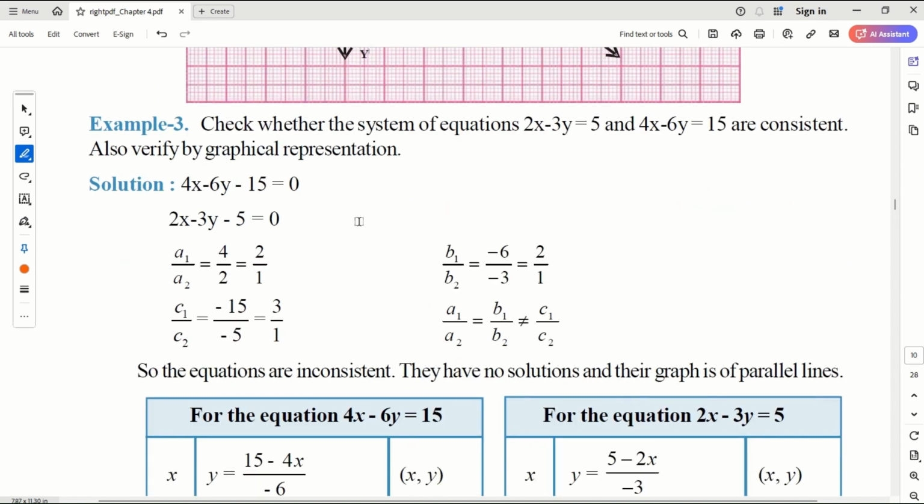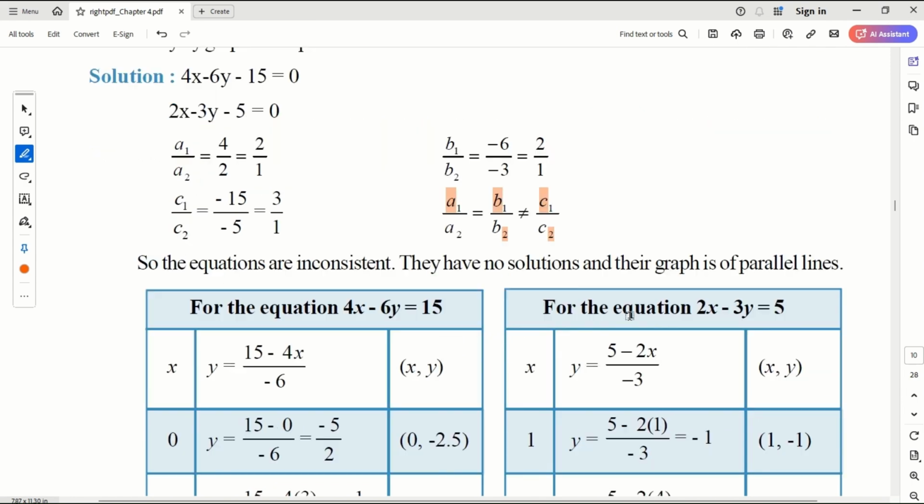Then there is a third example: 2x minus 3y equal to 5 and 4x minus 6y equal to 50. You can write them like this. Find a1 by a2, which is 4 by 2, which is 2. b1 by b2 is minus 6 by minus 3, which is also 2. c1 by c2 is not equal to 2. So this is the observation. In this case, only the constant term is not equal, which means these lines are parallel.